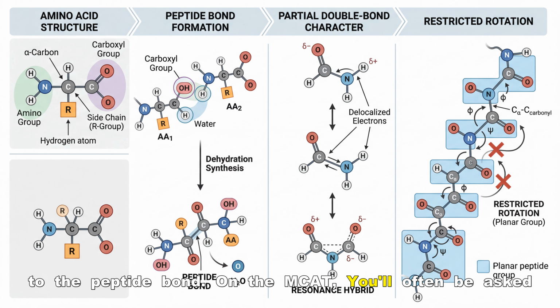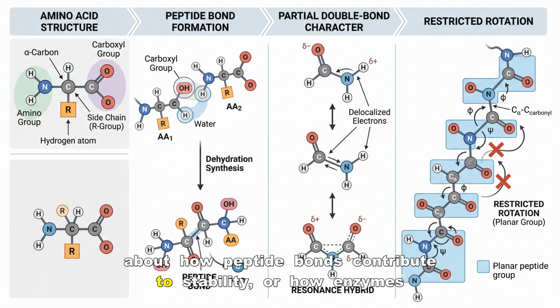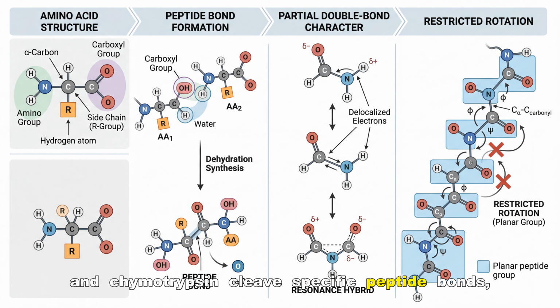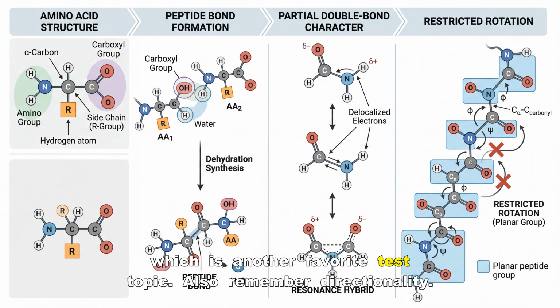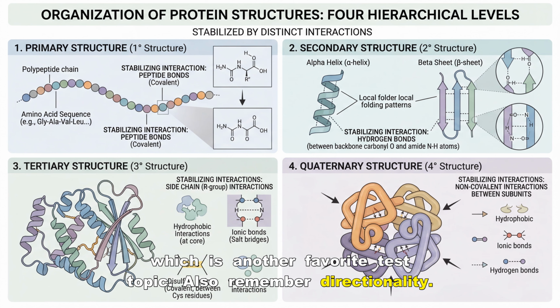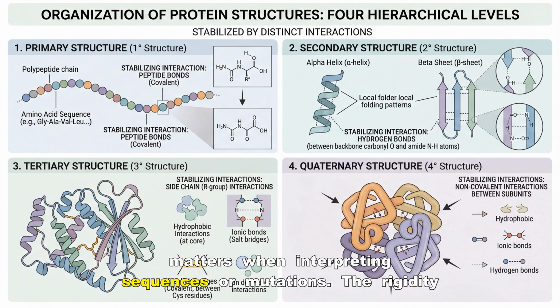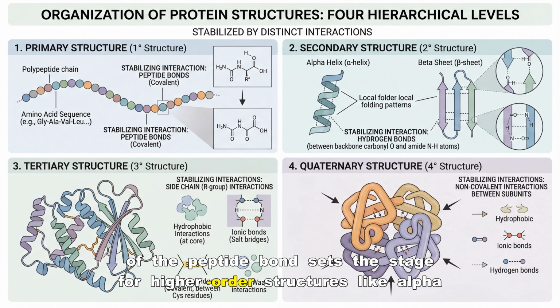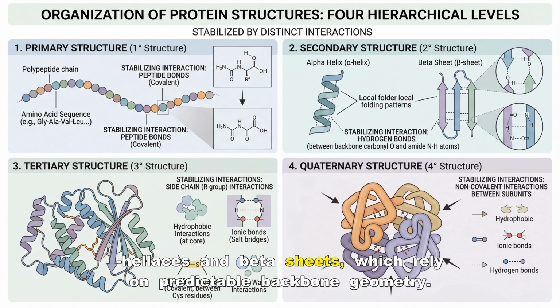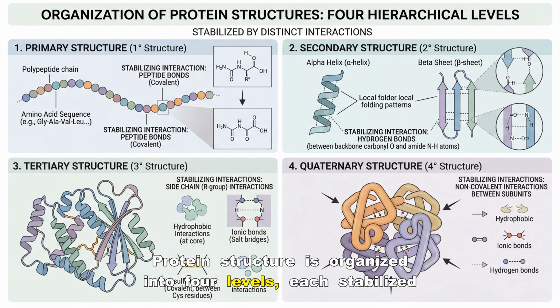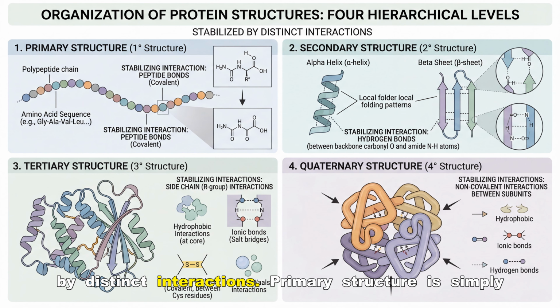On the MCAT, you'll often be asked about how peptide bonds contribute to stability, or how enzymes hydrolyze them during digestion. Proteases like trypsin and chymotrypsin cleave specific peptide bonds, which is another favorite test topic. Also remember directionality. Peptides are written from N-terminus to C-terminus, and this matters when interpreting sequences or mutations. The rigidity of the peptide bond sets the stage for higher-order structures like alpha helices and beta sheets, which rely on predictable backbone geometry.